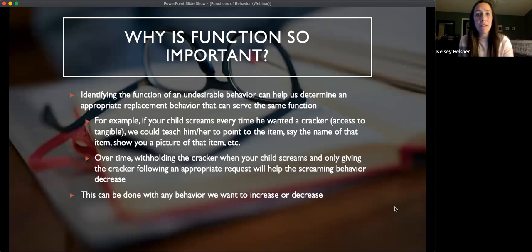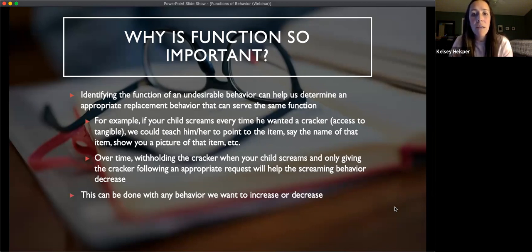We've really talked a lot about this already, but identifying the function of an undesirable behavior can help us to determine an appropriate replacement behavior that can serve the same function. So, an example, if your child screams every time they want a cracker, obviously that is access to tangible. They're trying to access something. We could teach him or her to point to that item, to say the name of that item, to show a picture of that item. What we do to replace that behavior is going to depend on your child's communication style. So we're going to try to prompt whatever is best for them and easiest for them.